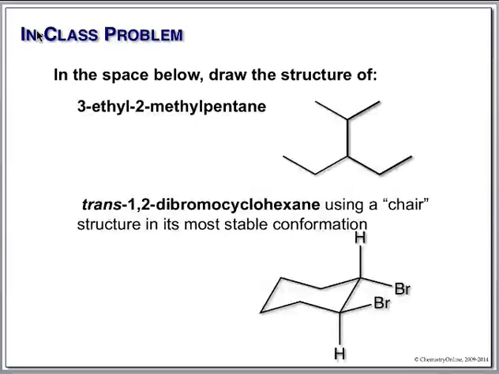No. Remember, if you tip this a bit more, our ring plane is defined as the average of all of these things, because it is zigzag up and down. But the simplest way to think about it is to just look at it and say, in my drawing, this bromine's pointing up, this one's pointing down. Up, down, trans. Up, up, cis.